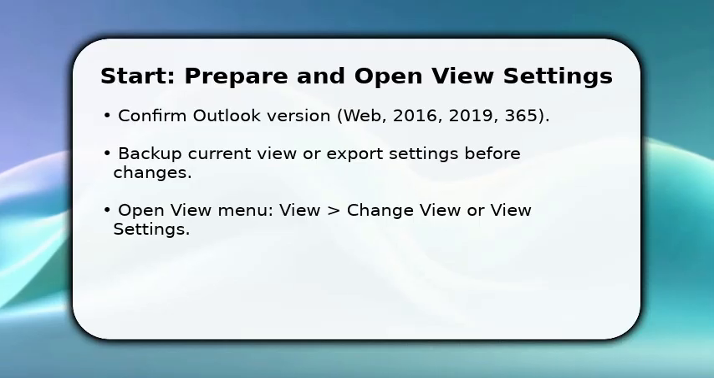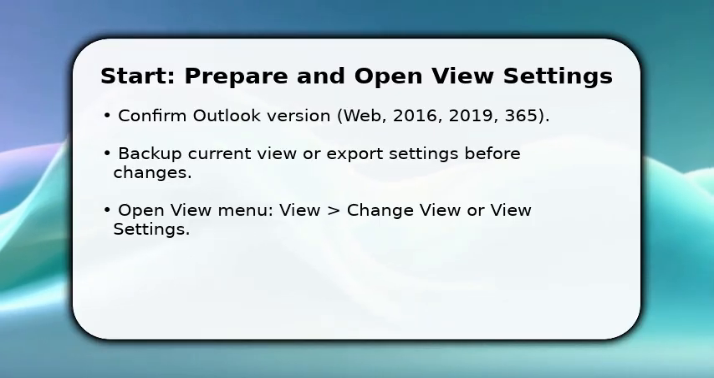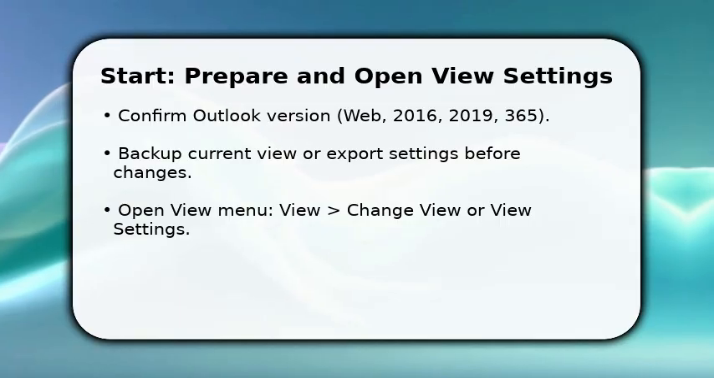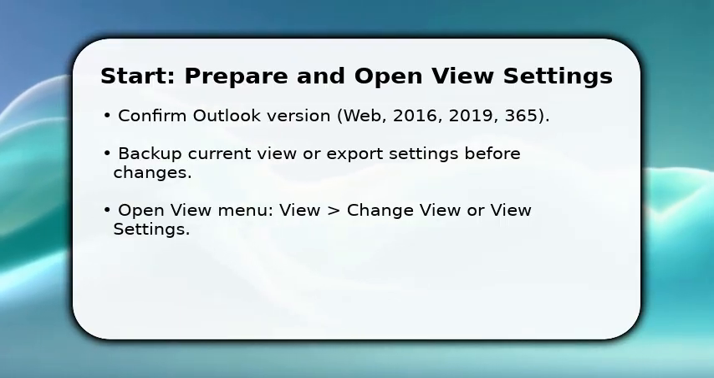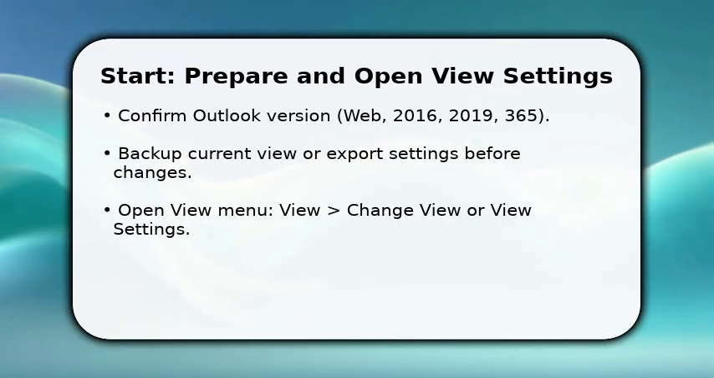Enjoy the video. You begin by confirming which Outlook version you use and backing up your current view so you can revert if needed. Once done, open the View menu and click Change View or View Settings depending on the client. You'll see layout and column options immediately. This is where you start customizing.